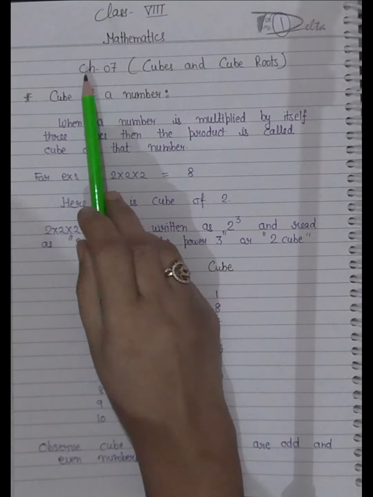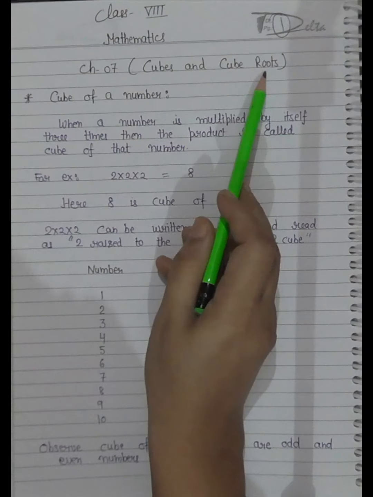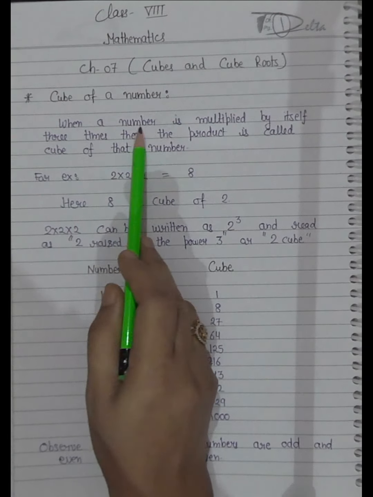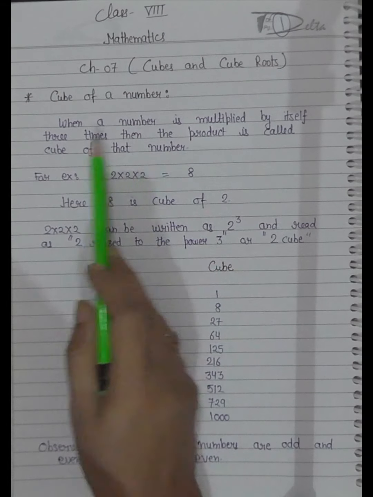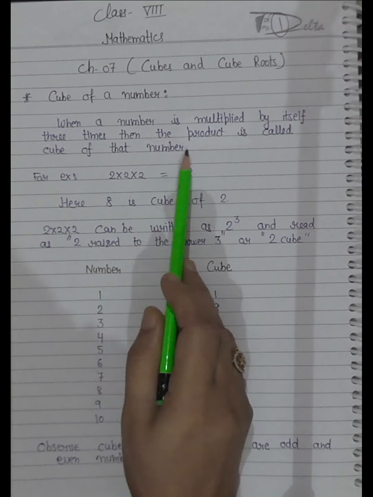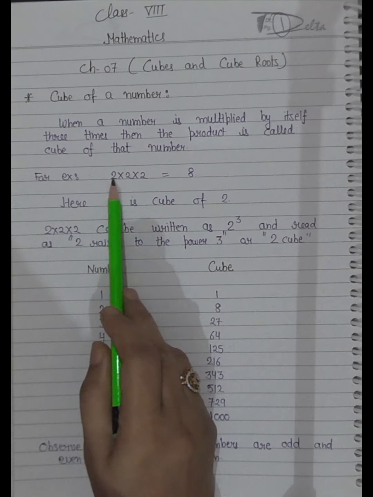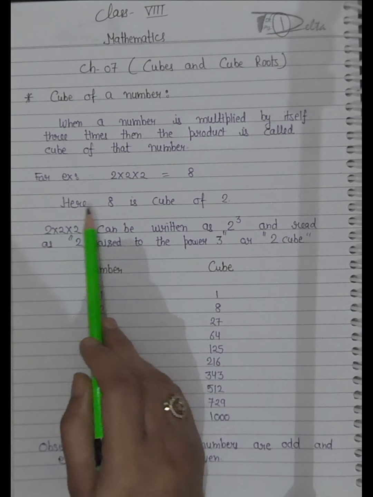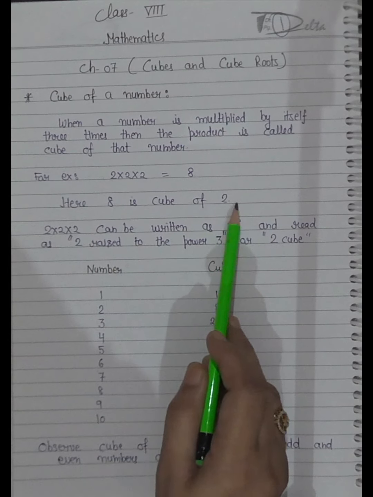Today I am going to start chapter 7, cubes and cube roots of class 8. Cube of a number. When a number is multiplied by itself 3 times, then the product is called the cube of that number. For example, 2 multiply 2 multiply 2 is equal to 8. Here 8 is the cube of 2.